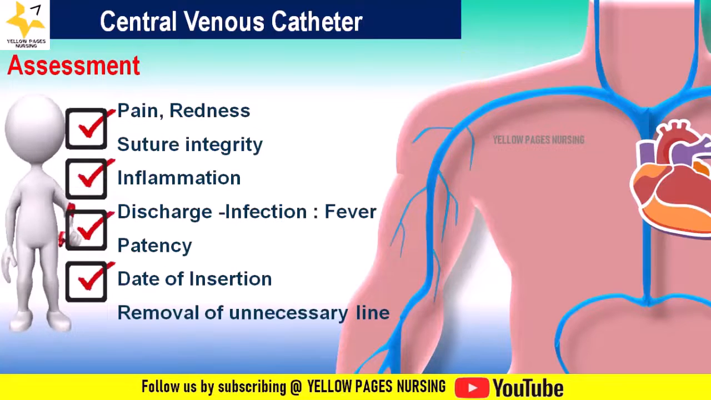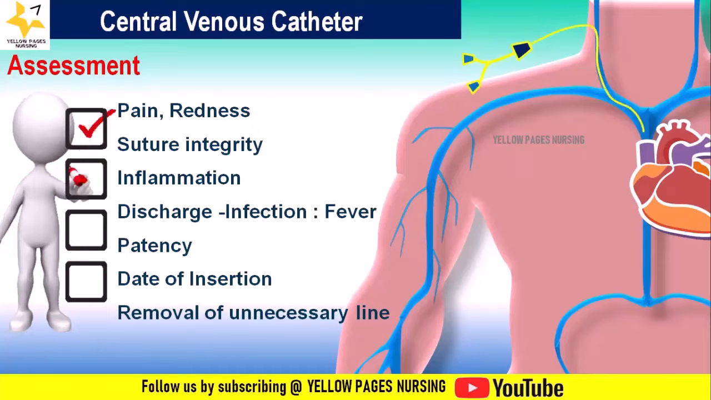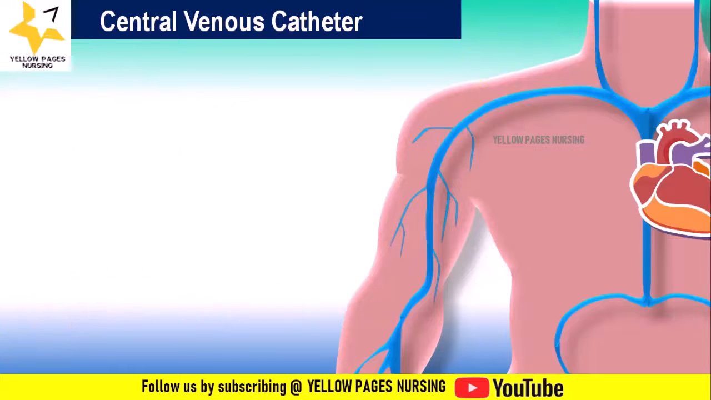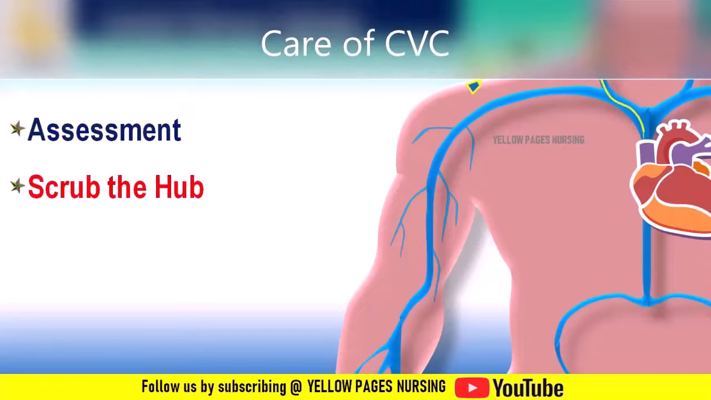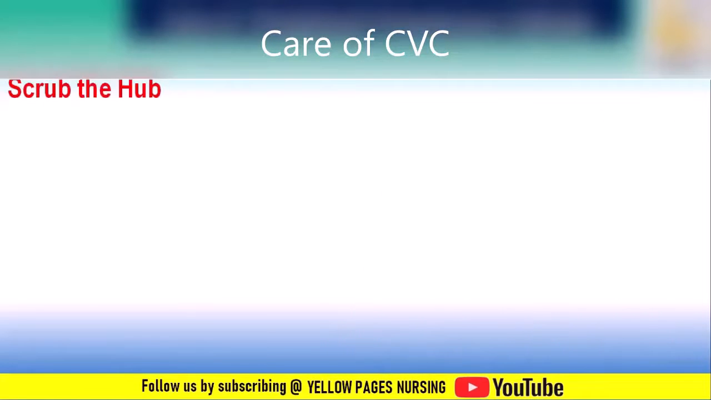Under care of central venous catheter, the next is scrub the hub. Scrub the hub prior to accessing the line to administer medications, fluids, flushes, or blood draws. We have discussed scrub the hub in detail in one of our previous videos, and the link is given in the description box below.